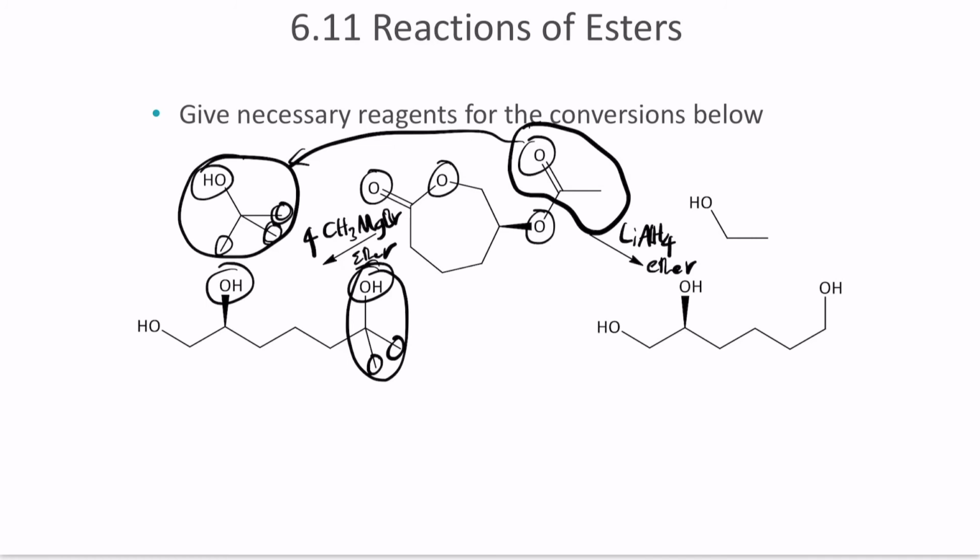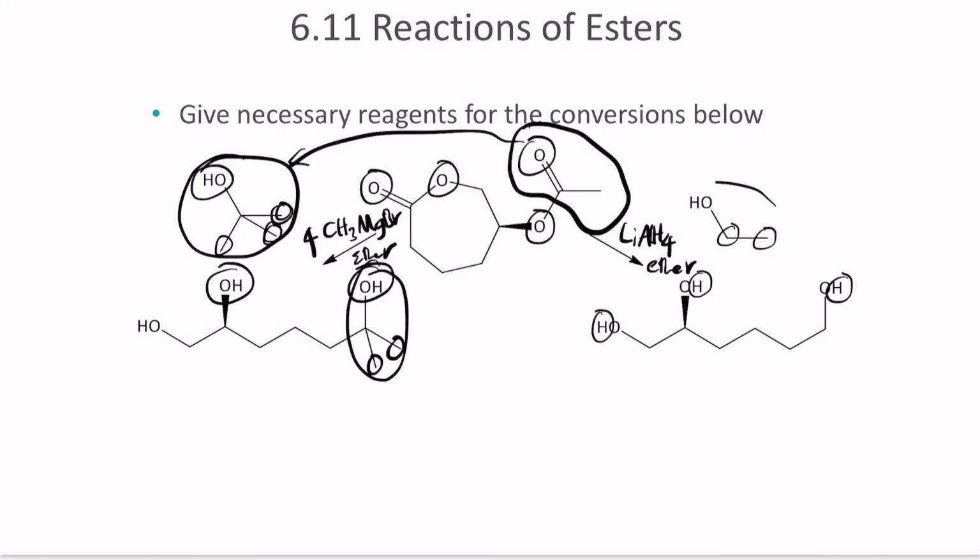Why LiAlH4? Because notice that it's not tert-butyl alcohols, it's just hydrogens that are added at each position, and all the oxygen groups here are also added with a hydrogen. So that's the reason why we use LiAlH4.